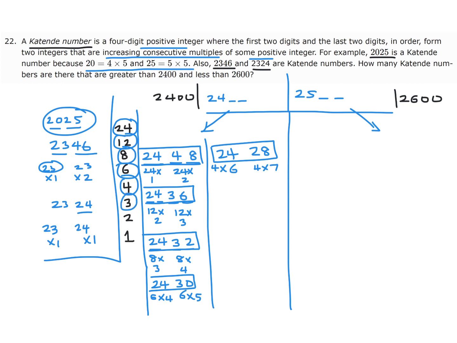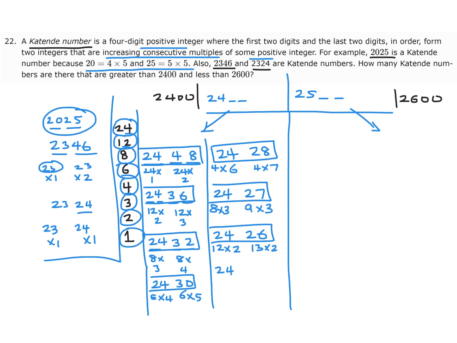And then the next one is 3, so 24 is what, 8 times 3? So the next one has to be 9 times 3, which is 27. 24, 27. 2, that's what, 12 times 2? So the next one has to be 13 times 2, so 26. And then finally 1, well, 24 times 1, so the next one has to be 25 times 1, so that's 25. Okay, so we got 8 there. So let me put 8. We have 8 numbers that begin with 2, 4.